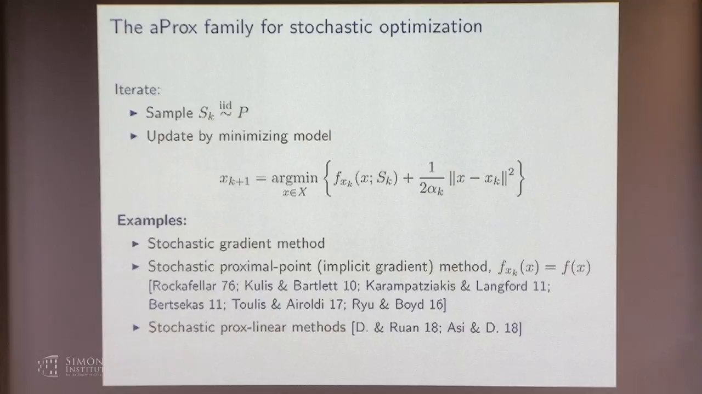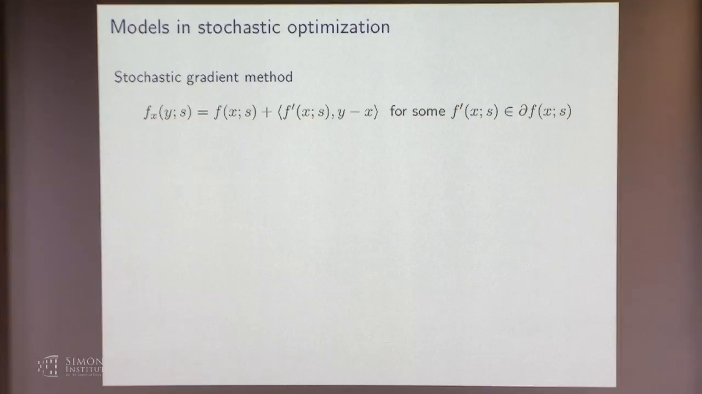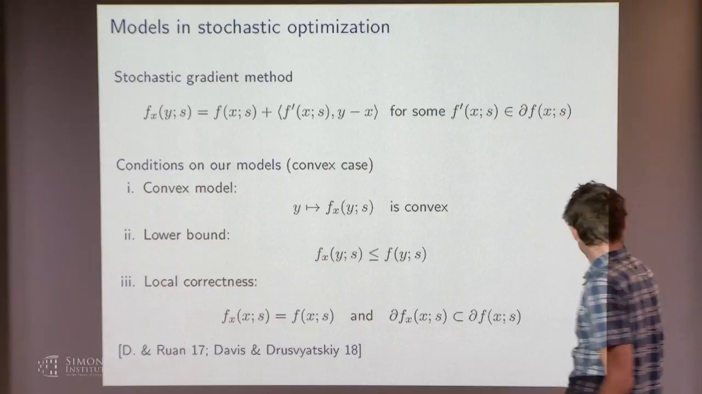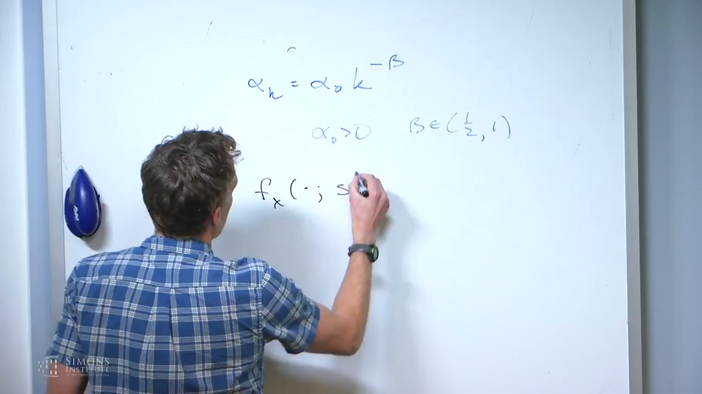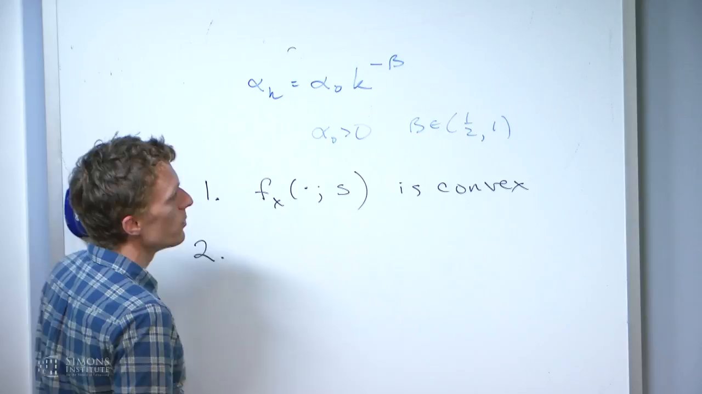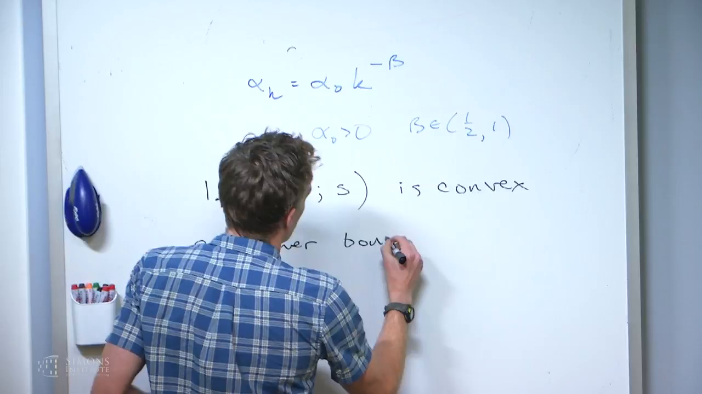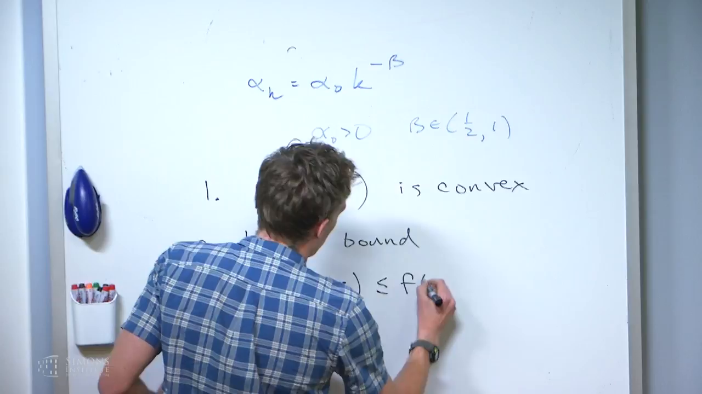Okay, so we know the stochastic gradient method just makes a linear approximation, but let me give the three conditions that I'm going to start with when we do our analysis, okay? And we're going to use these three conditions throughout the talk, so I'm actually going to write them on the board. So condition one is that whatever model I'm using is convex. f_x of dot comma s is convex. So we're going to leave these on the board. Condition two is that the function is a lower bound. So it's a lower approximation to my true function, which is to say that f_x(y, s) is always less than or equal to the true value for all y in whatever my constraint set is.